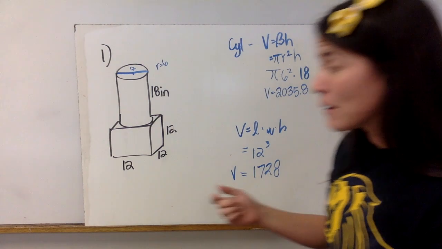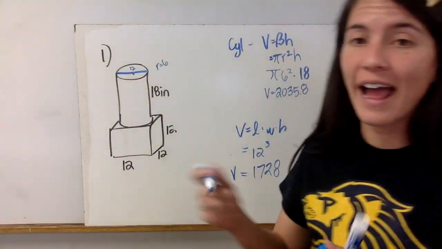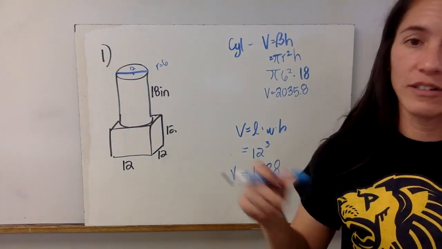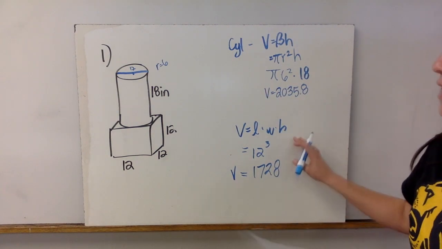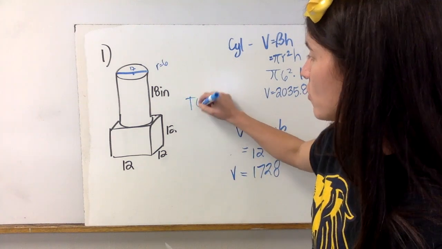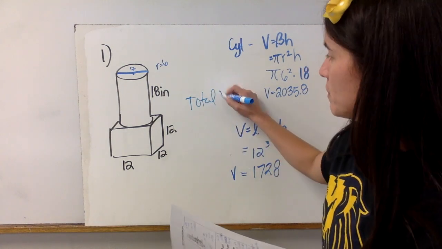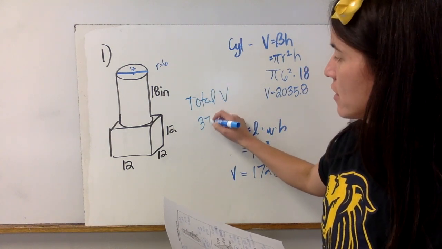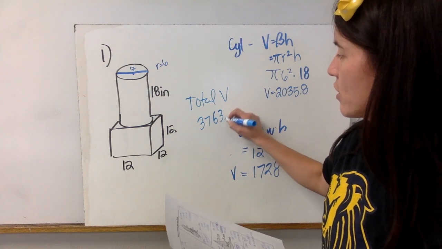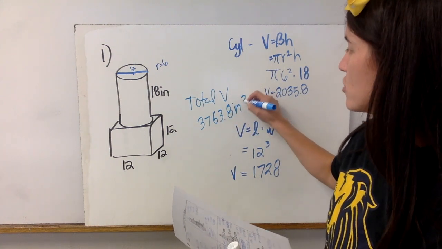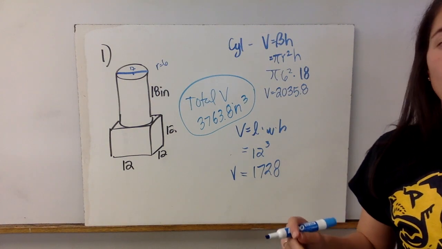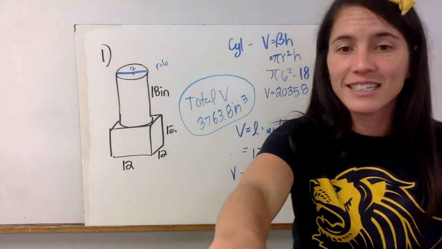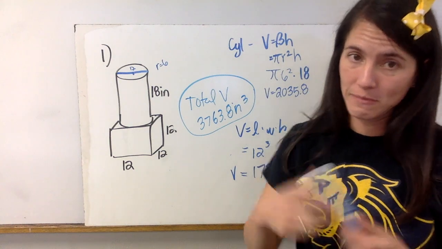And your last step is you're going to add these 2 together. So you're going to add the cylinder plus the box, the cube, and your total volume is 3,763.8 inches cubed, cubic inches. So that's how you would do a total. You would do the parts and add them together.